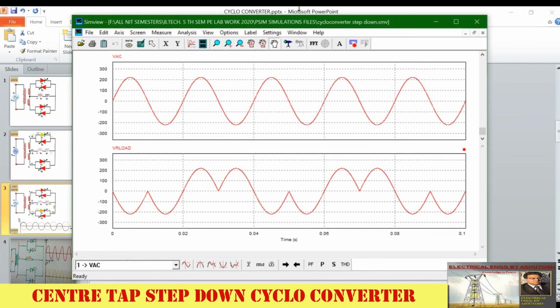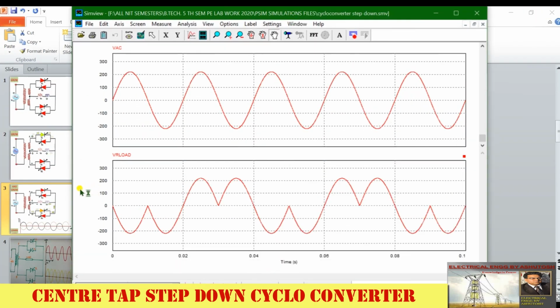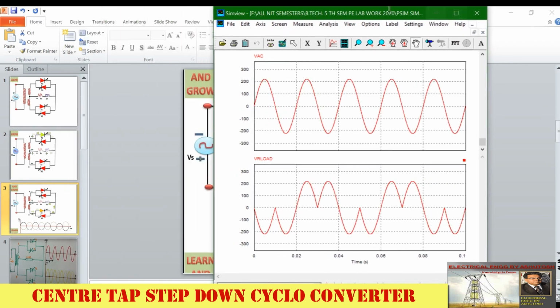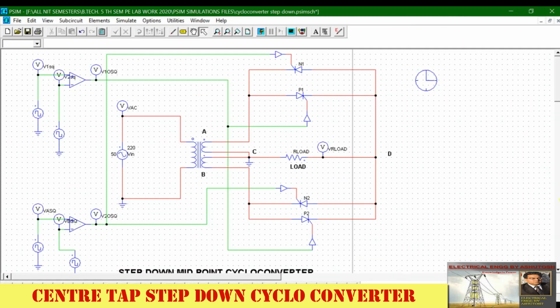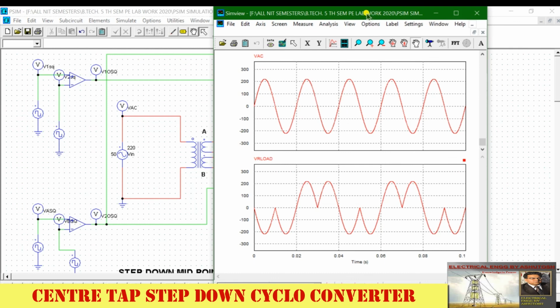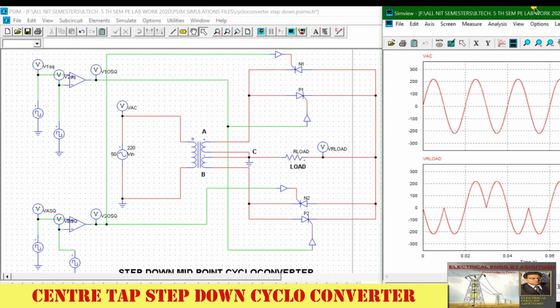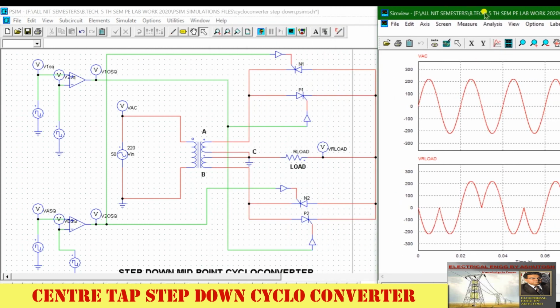Okay, so now I am going to put this waveform beside this simulation. Okay, so you can see, so this is the working principle and construction in PSIM simulation. Okay, so you can download this software from internet, and you can also construct the step down midpoint cycloconverter like this.